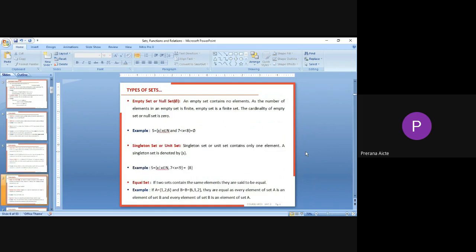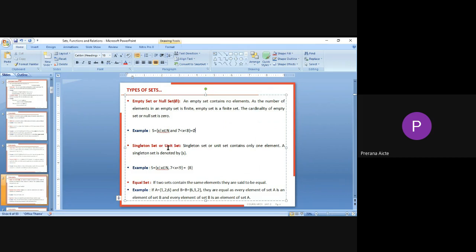Next, the empty set or null set. An empty set contains no elements. The number of elements in the empty set is finite, that is, the empty set is a finite set. That means no elements will be there. If you see the cardinality of the set, it will be 0. Let us see this example: X such that X belongs to N, and 7 less than X less than 8. Between 7 and 8 there are no natural numbers, so it belongs to the empty set.